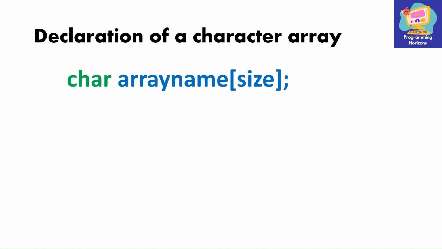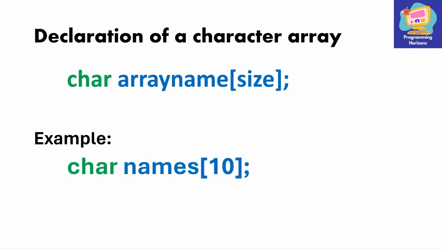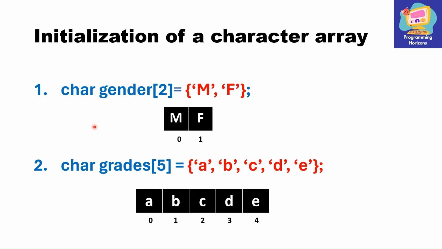Here, we have to provide the data type as char, followed by the name of the array and the size in a pair of square brackets. For example, char names[10]. Here names is the array name and 10 means we can store 10 characters within this array. The initialization of a character array is similar to any other type of array.